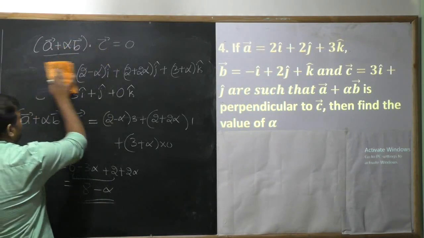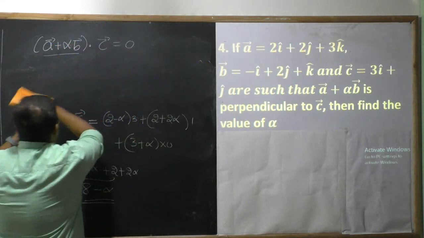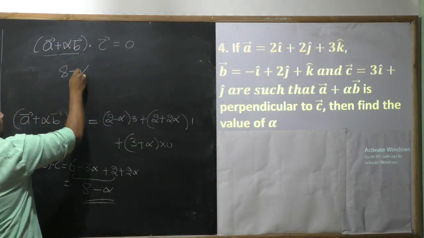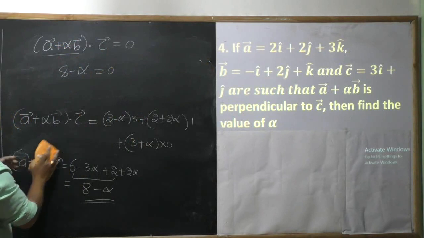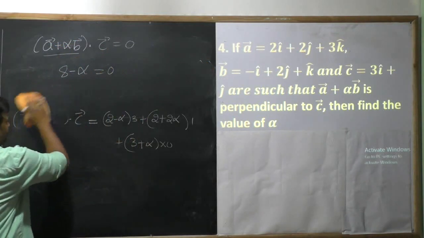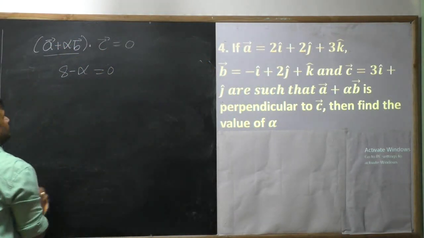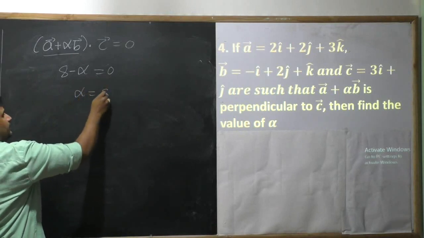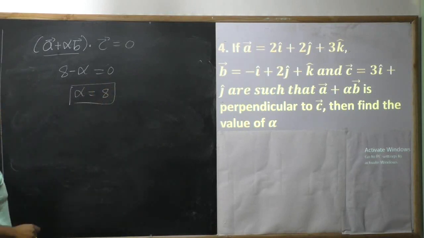So this 8 minus alpha is equal to 0. Then what is the value of alpha? Alpha is equal to 8. So clearly your alpha is equal to 8. This is the value of alpha when vector a plus lambda into vector b is perpendicular to vector c.